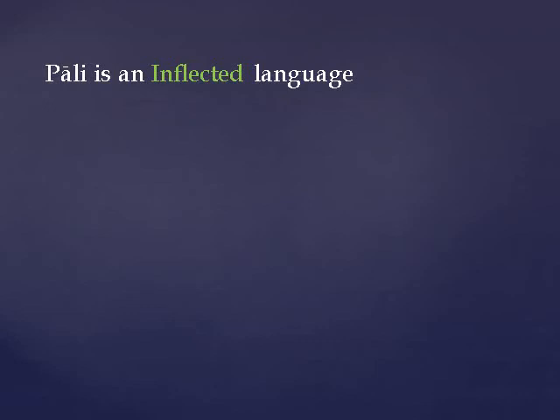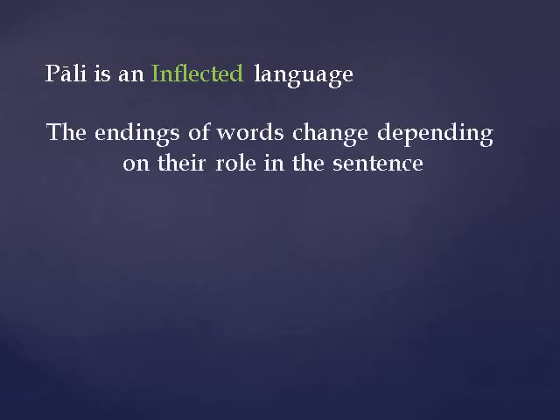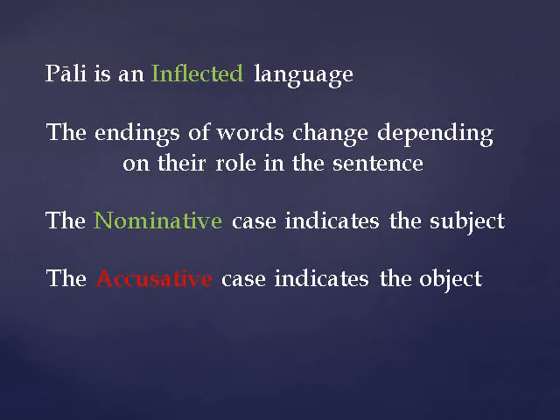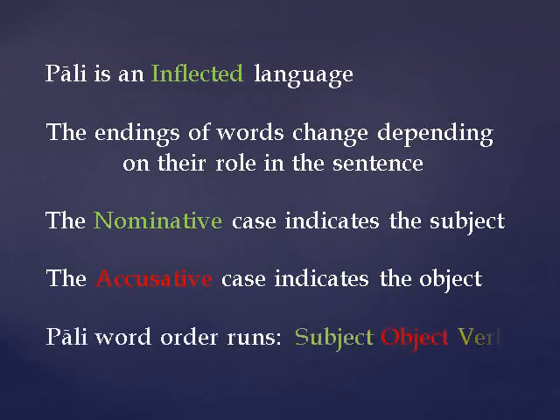Okay, so what have we learnt in this video? Well, Pali is an inflected language, which means the endings of the words change depending on their role in the sentence. This is why case is very important when translating Pali. We've seen the nominative case indicates the subject of the verb, whilst the accusative case indicates the object. Finally, word order in Pali generally runs subject, object, verb, which is different from English, which generally runs subject, verb, object. There are more cases than just the nominative and accusative, and these will be covered in a different video.